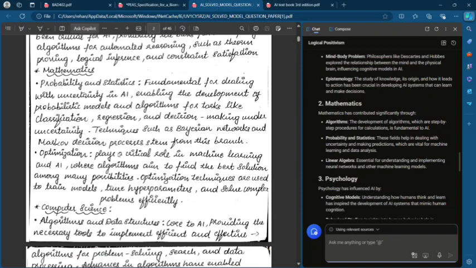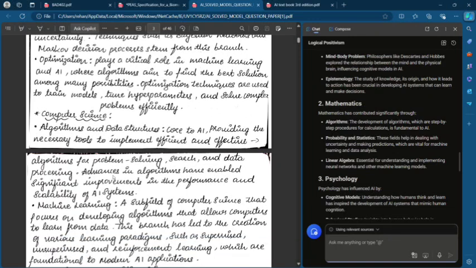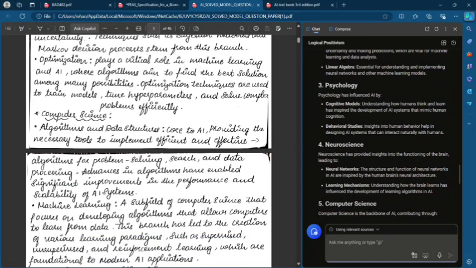Okay. So see here, cognitive computer science. Here we'll see cognitive models: understanding how humans think and learn has inspired the development of AI that mimics human cognition. Behavioral studies: insight into human behavior helps in designing AI systems that can interact naturally with humans. I'm just giving you an idea. Once you understand, you can write whatever you want on your own. Just remember key points, like understanding humans. Okay, I hope psychology is done.